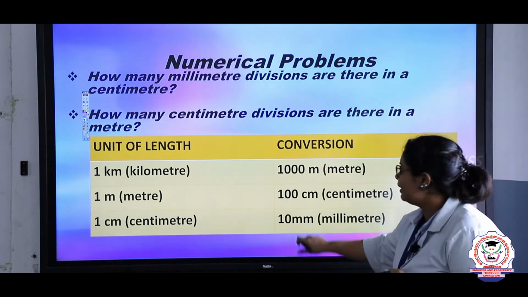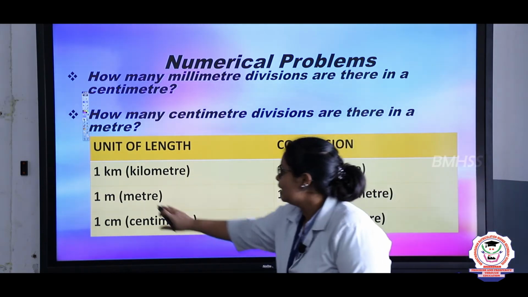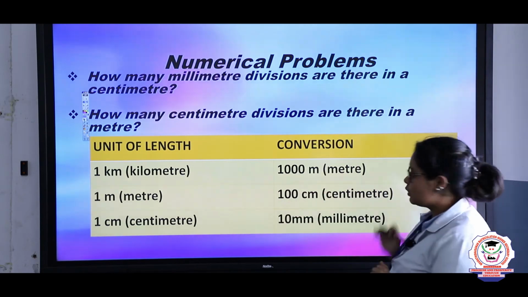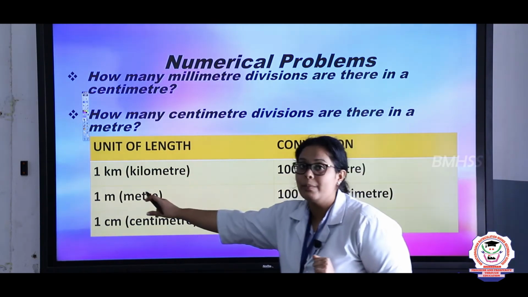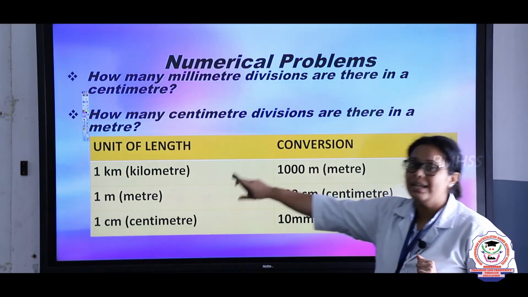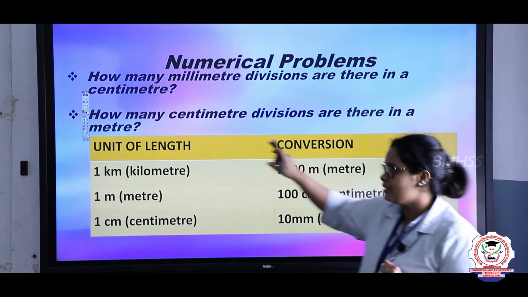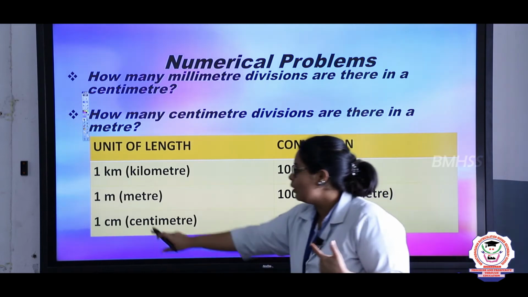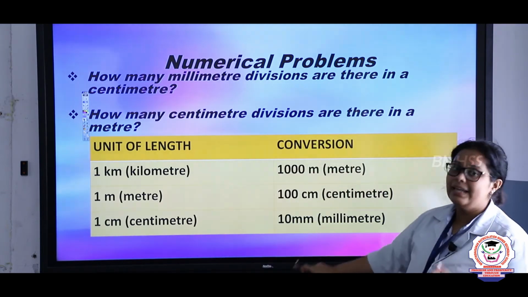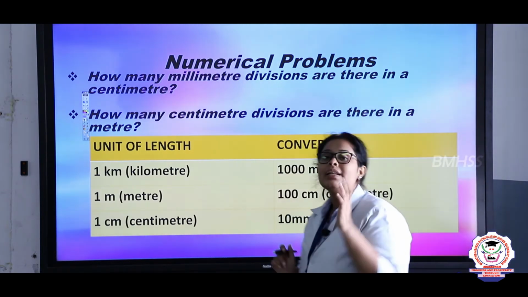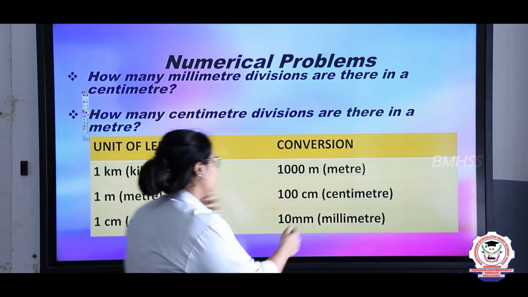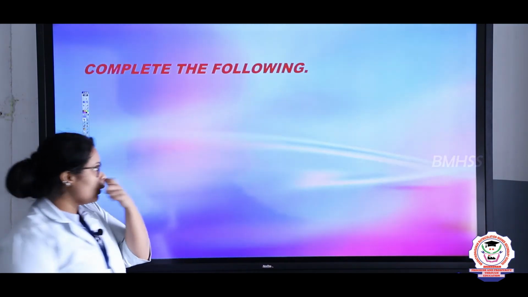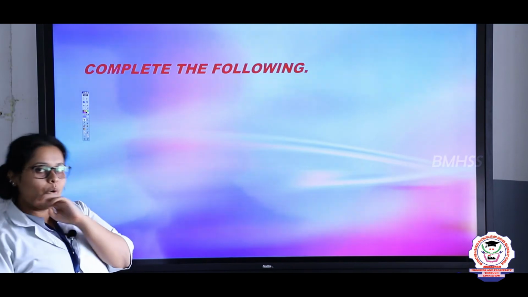So when you are remembering this, this is the type of conversion you need to do. 1 kilometer will be 1000 meters, 1 meter will be 100 centimeters, same way 1 centimeter will be 10 millimeters. So now let's see how to do the calculations with this. Now we are going to do a few problems.